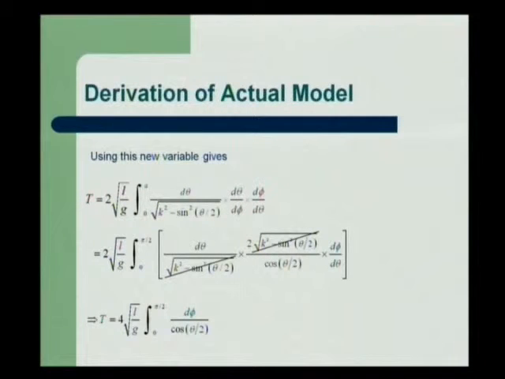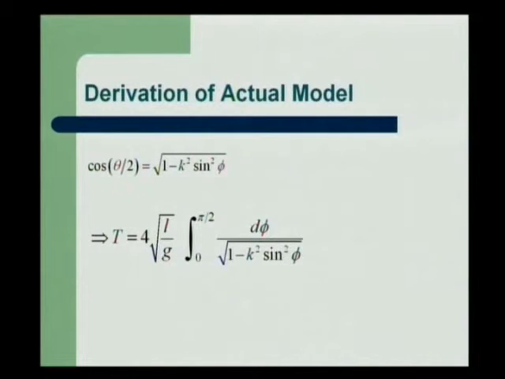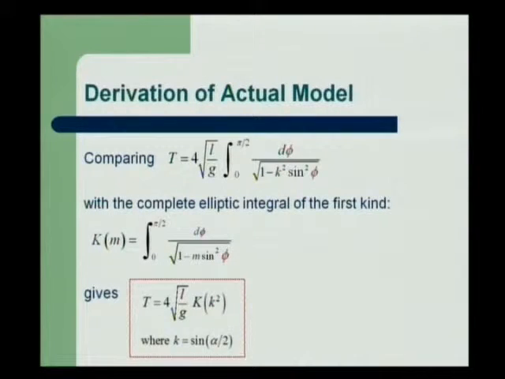Using this new variable, we can transform the integral so that we get the following expression for the time period. Comparing this with the complete elliptic integral of the first kind, we can see that the time period of the pendulum is equal to 4 times the square root of L over g, all multiplied by the complete elliptic integral of the first kind of k squared, where k is equal to sine of alpha over 2.